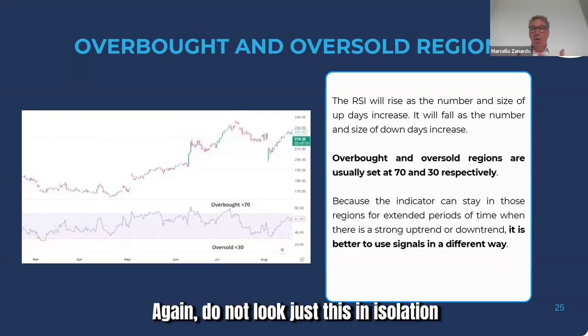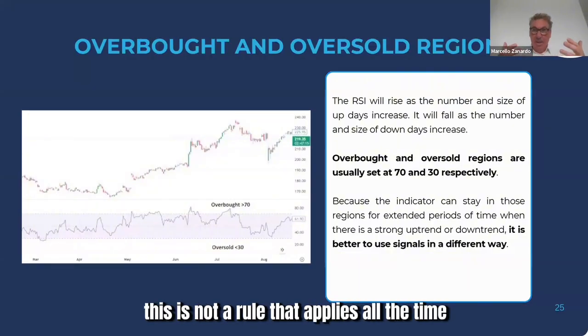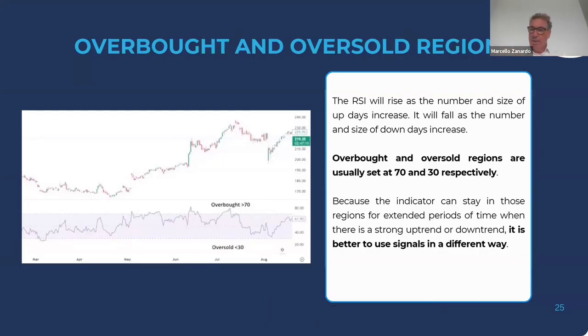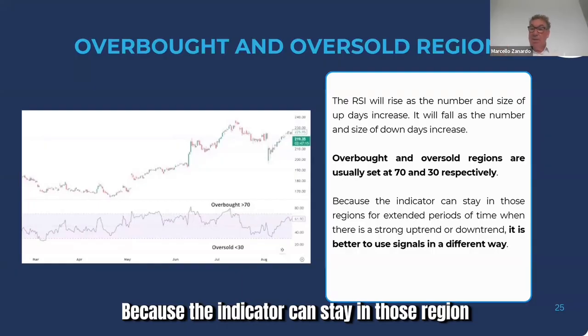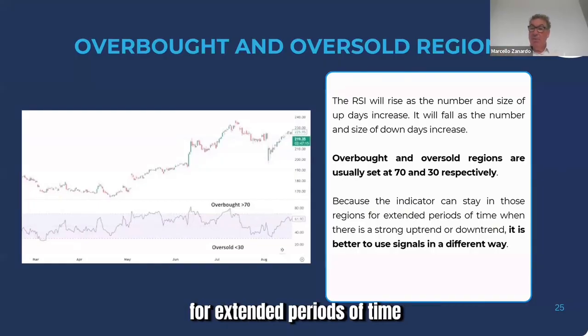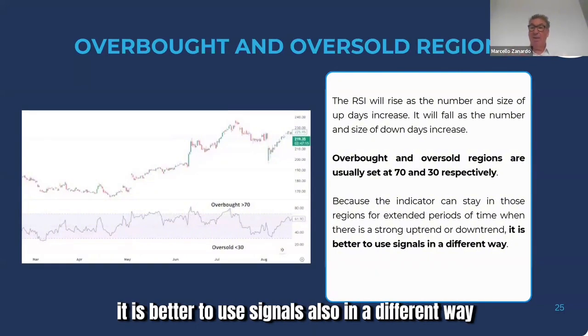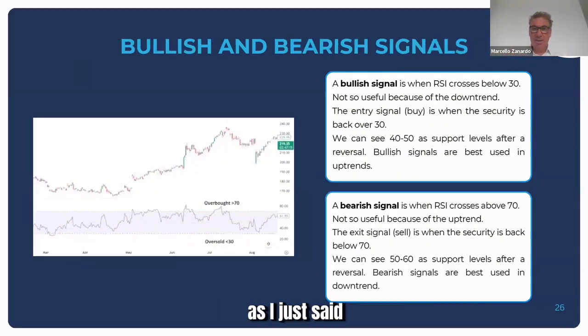Again, do not look just at this in isolation. This is not a rule that applies all the time, but this is a consensus which gives you an indication of where we are. Because the indicator can stay in those regions for extended periods of time where there is a strong uptrend or downtrend, it is better to use signals also in a different way, as I just said.